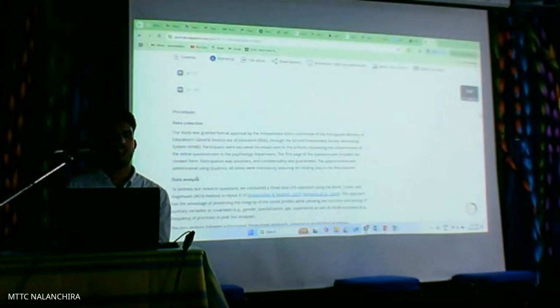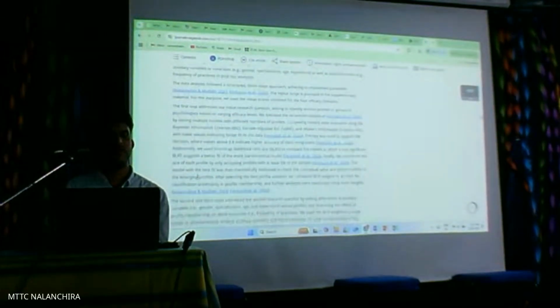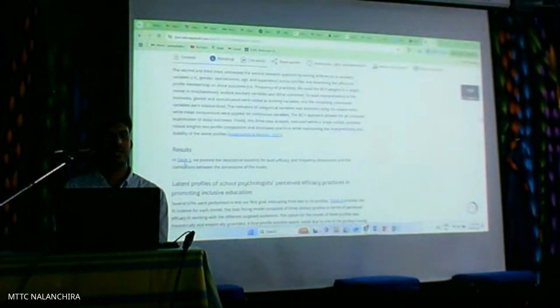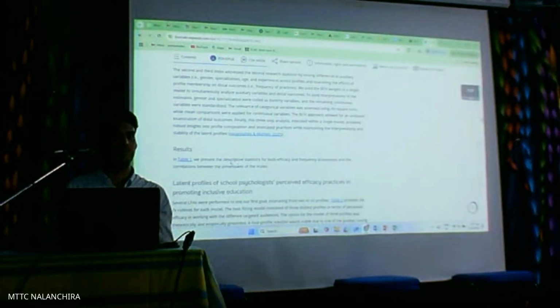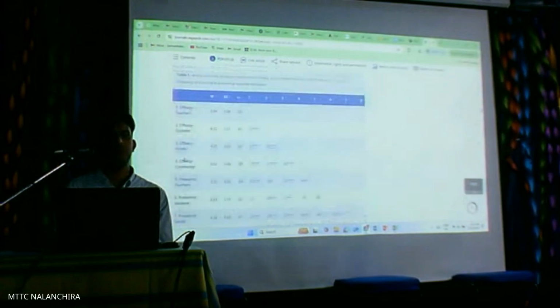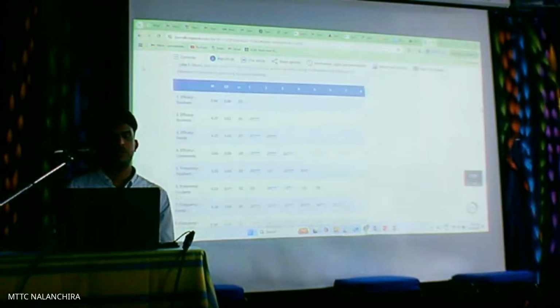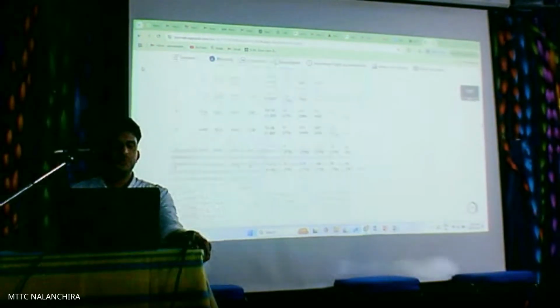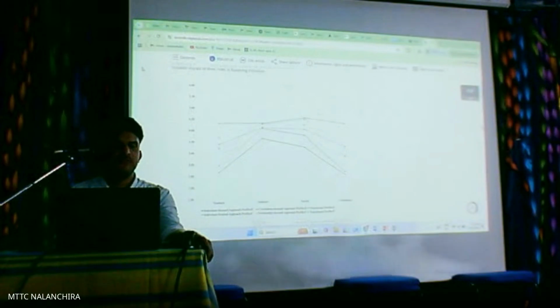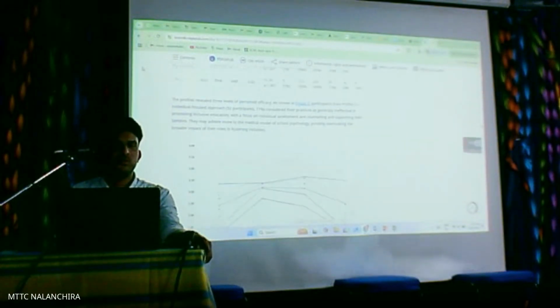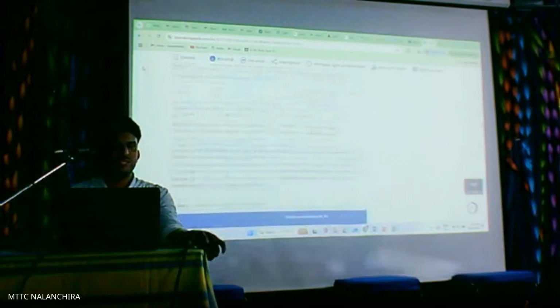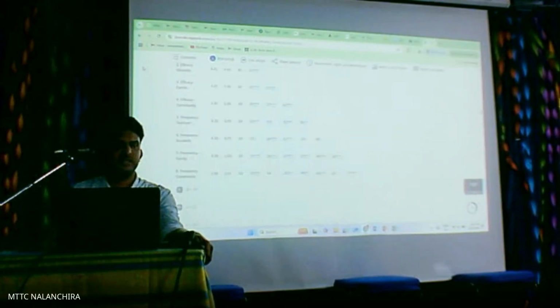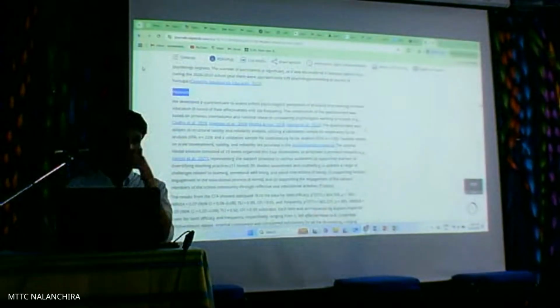Procedure of data collection, data analysis, how they have done. Result, table 1. Table 1 is not visible here. If you click, then only you can go to table 1. This is table 1. Sorry, table 1 is here. This is table 2. Graph. So how they have mentioned it, you can see the data analysis. Let me see the data analysis again.